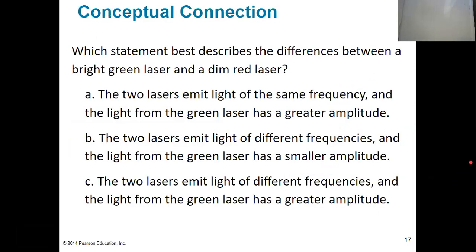So take a second and read over this question and try to answer it. Think about what we just talked about in terms of color and wavelength and amplitude specifically. If I have a bright green laser and a dim red laser, what does that mean in terms of the wavelength of the light? What does that mean in terms of the amplitude?